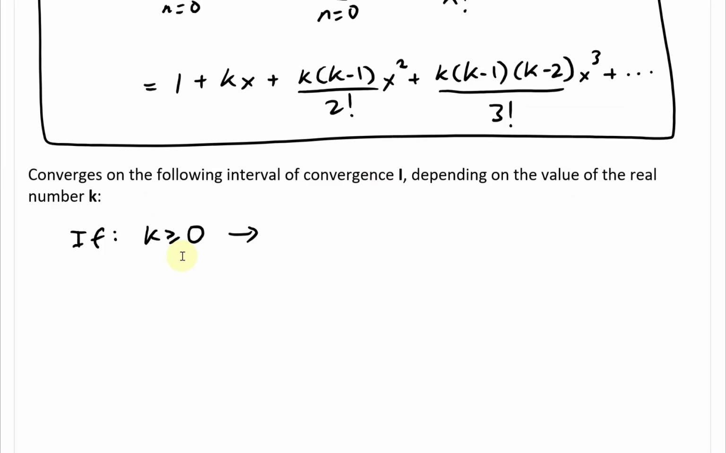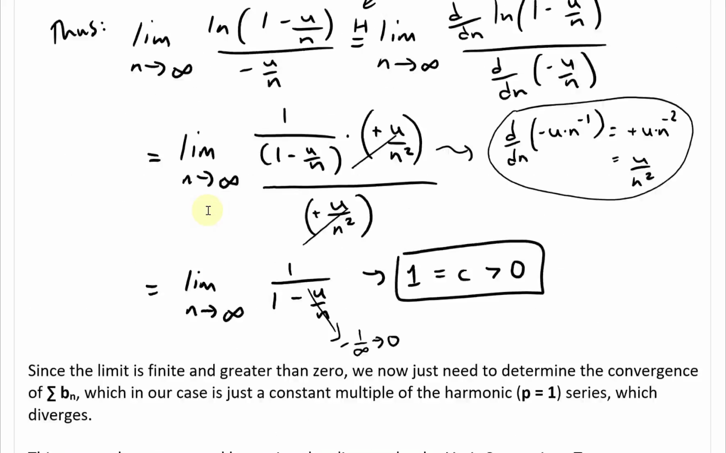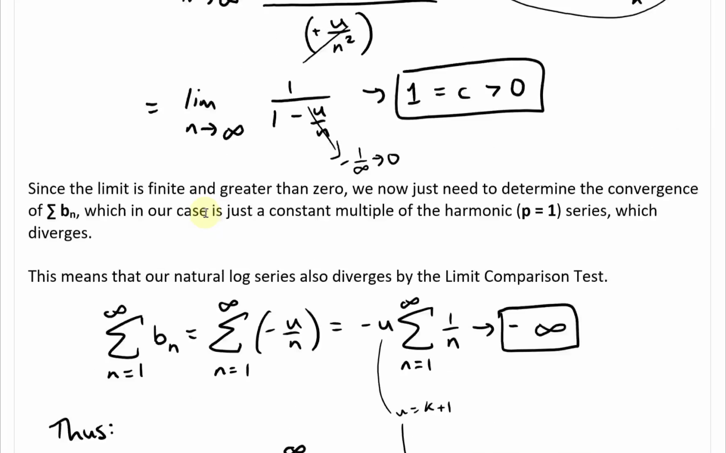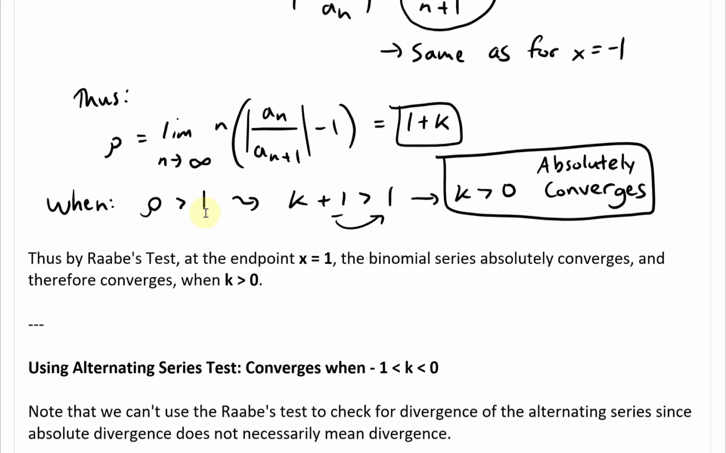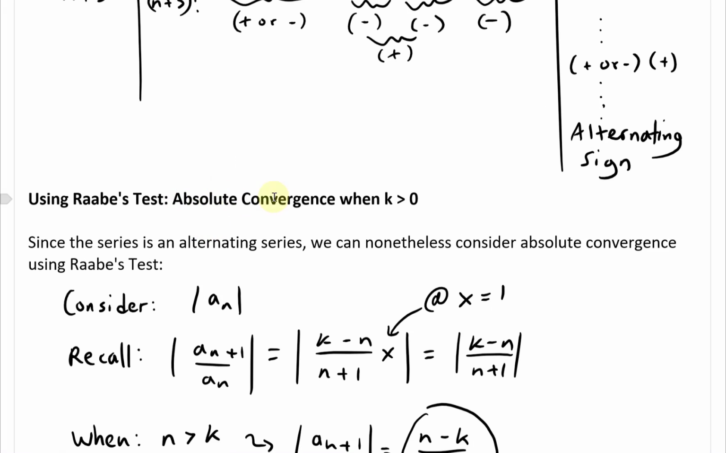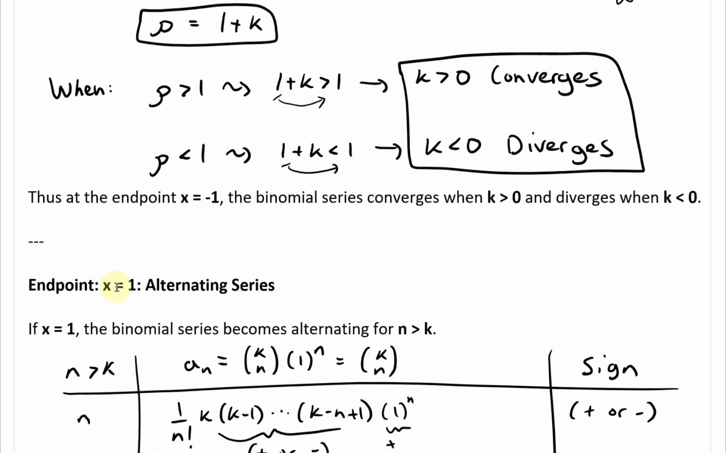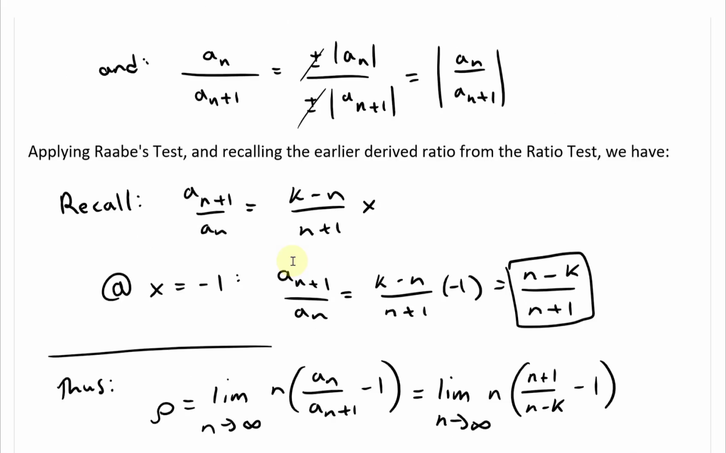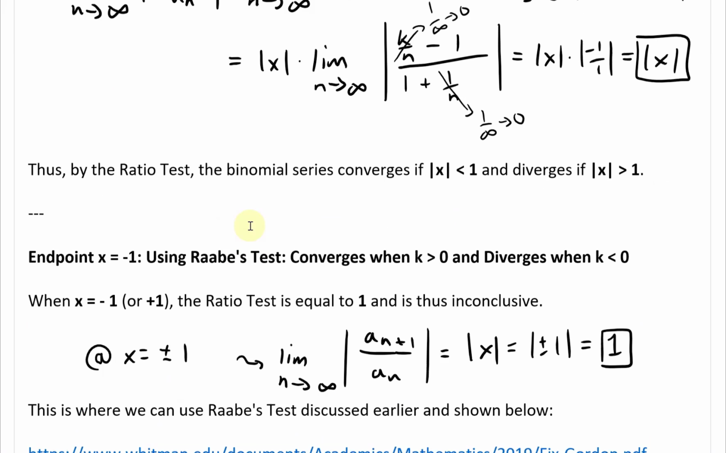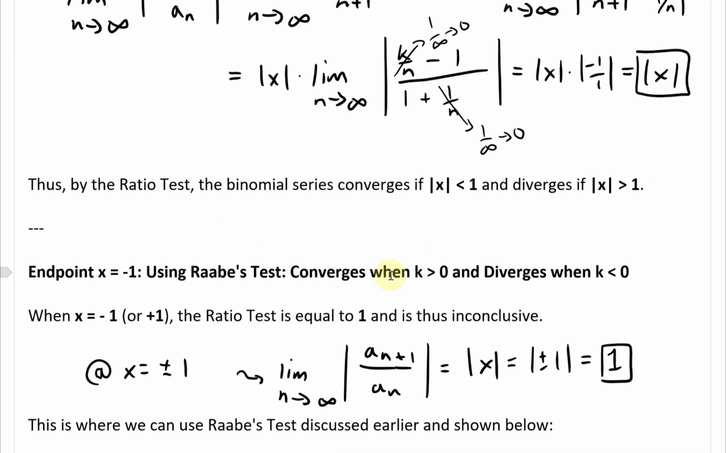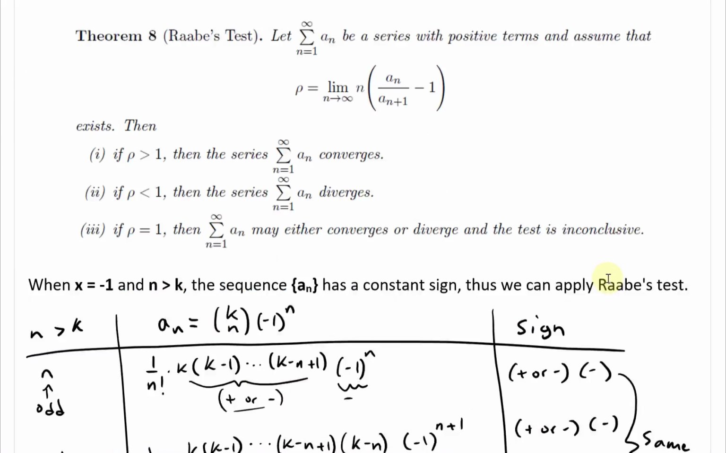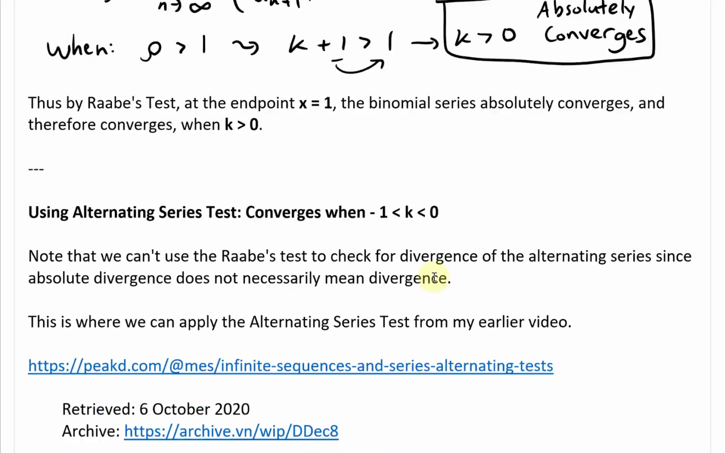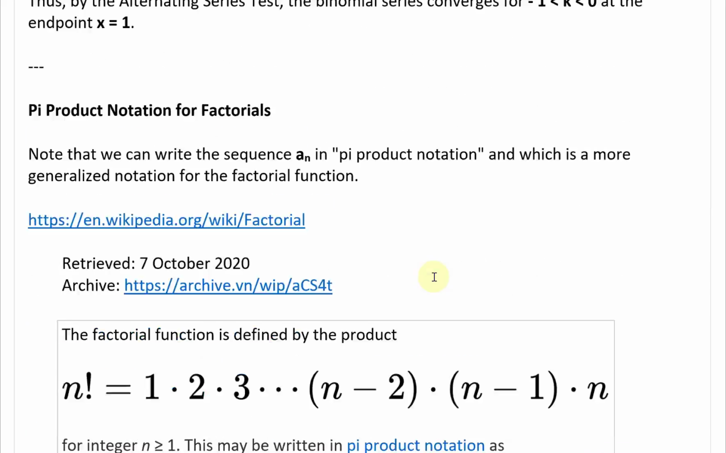So if k is greater than or equal to 0, we know that I is going to be equal to, and again, let's just scroll up to what we had, just so we don't make any mistakes. So absolute convergence when k is greater than 0, this is for x equal to 1. And also scrolling all the way up here, k greater than 0 converges when x is at the endpoint negative 1. So at x equals negative 1, it converges when k is greater than 0 and diverges when k is less than 0. And absolute convergence when x is equal to 1, which is the same as convergence. So let's just write this one down.